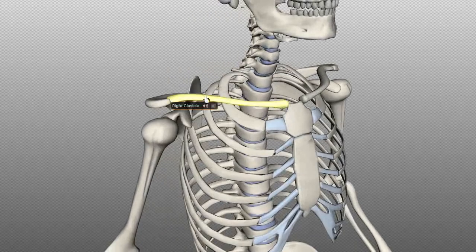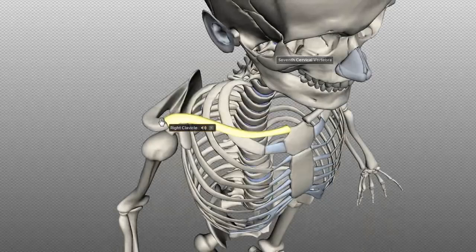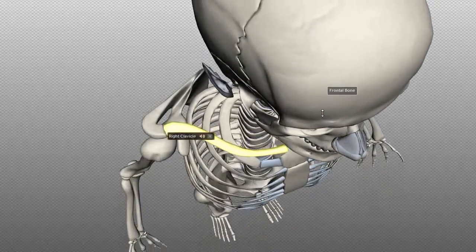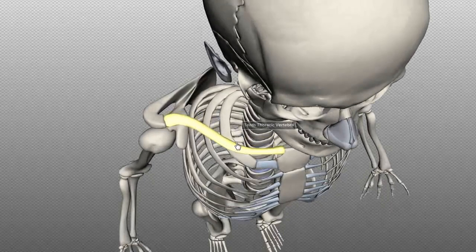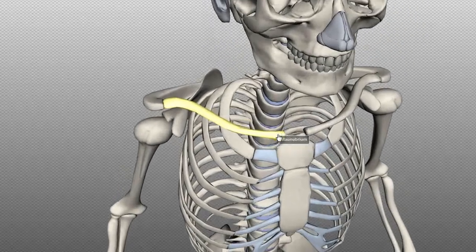So the clavicle is this long bone here which connects the scapula at one end and the manubrium of the sternum at the other end. Medially it articulates with the manubrium, and laterally it articulates with the scapula at the acromion process. Looking at it from this superior view, you can see the S shape of the bone, and it's convex medially just before it articulates with the manubrium of the sternum.